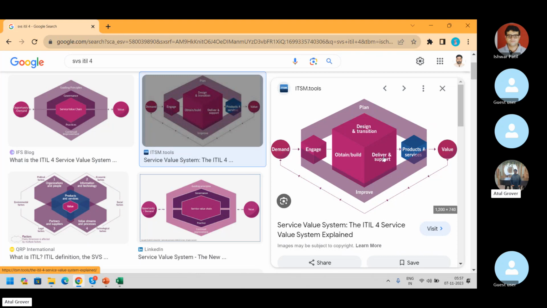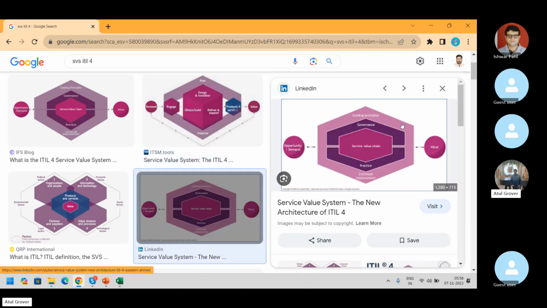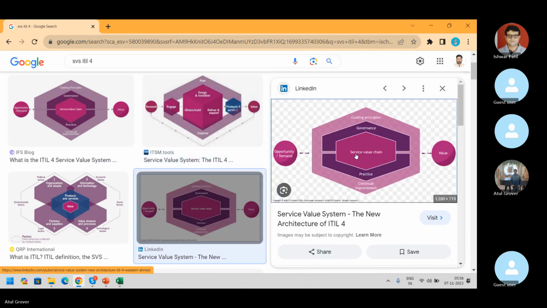And once the delivery has been done, it becomes a product and service. Once it goes out in the form of either a product or a service, it becomes a value. This is what the SVC says. So SVC and SVS, these two. If you replace this box under this, you will get a complete picture.